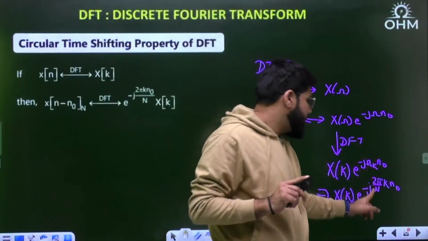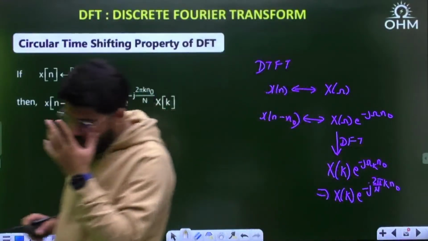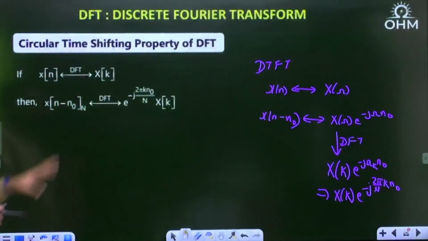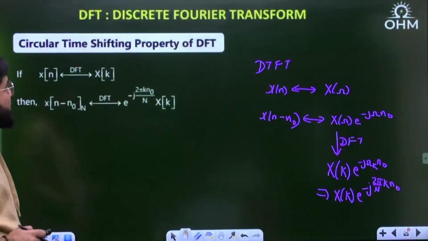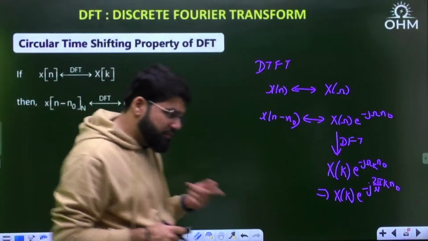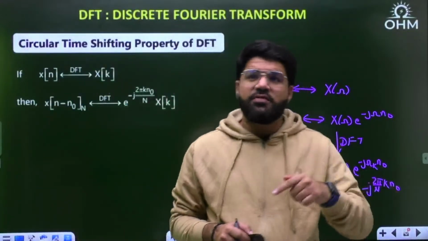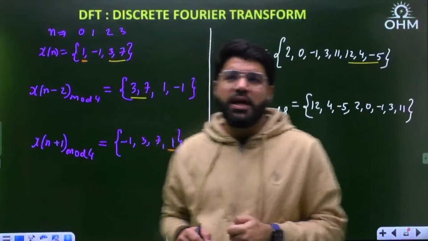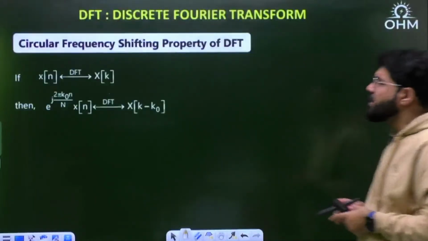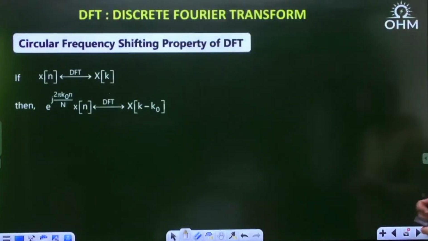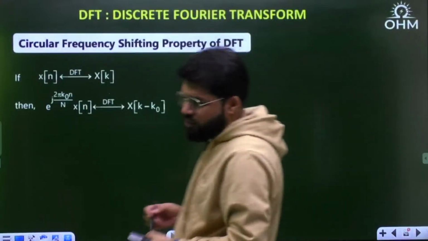So what is that omega k? 2 pi by n into k. Okay, so that is the property written here as well, and vice versa. If there is a shift in frequency, there is a phase shift in the time domain, an exponential term in the time domain. That is what I am writing here: the circular frequency shift property of the DFT.